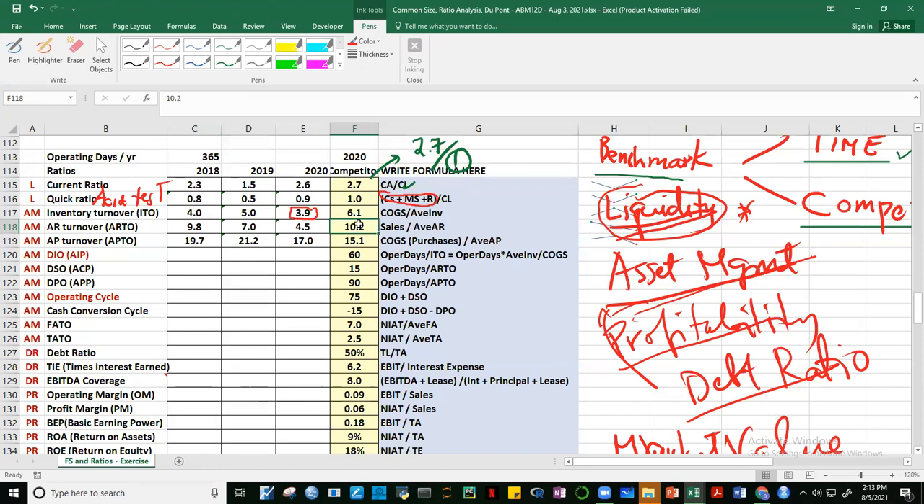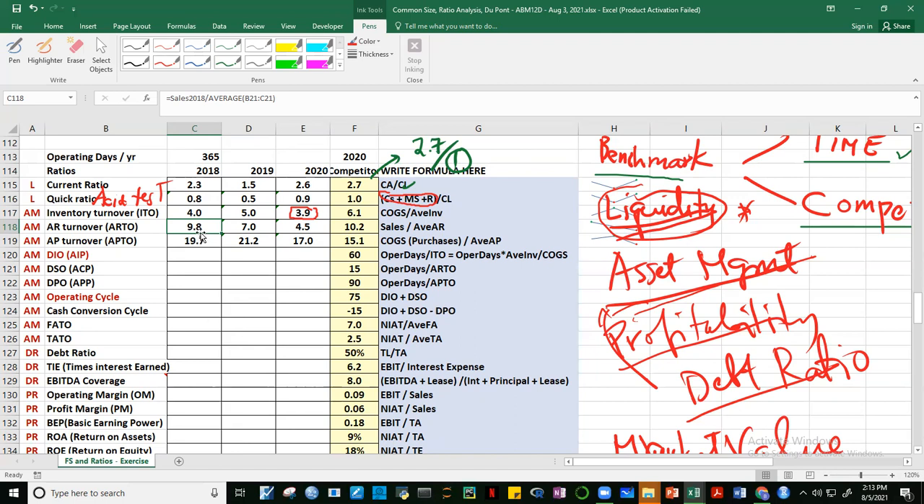Arto natin, Arto. Anong ibig sabihin nito, 9.8? Anong ibig sabihin ng 7, 4.5 versus 10.2? Ang ibig sabihin nito guys, again, pag turnover, number of times a year. Noong 2018, 9.8 times tayo in a year na benta, collect. Receivable turnover, nakabenta, collect. From selling to collection, ilang beses sa isang taon?